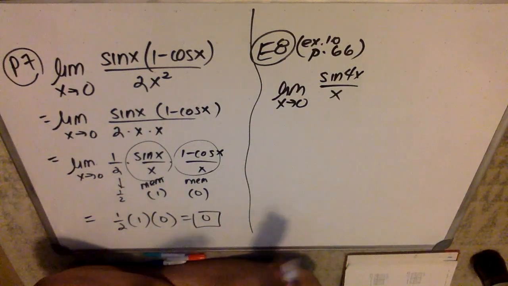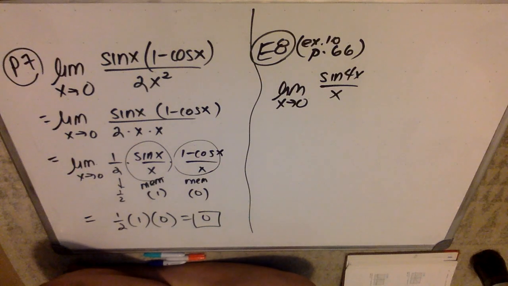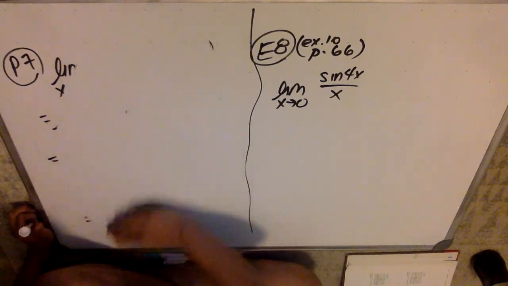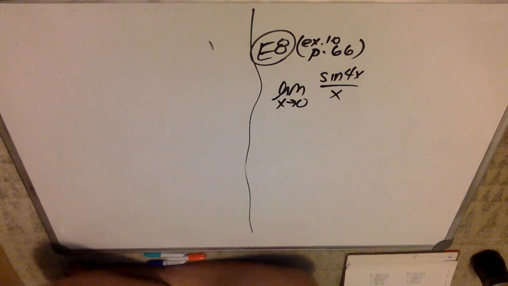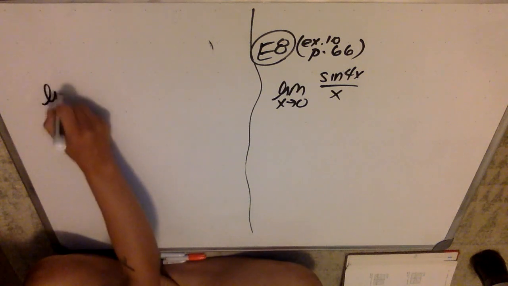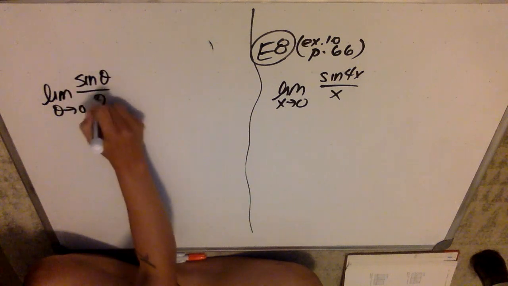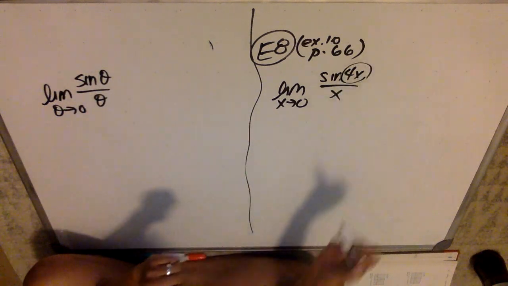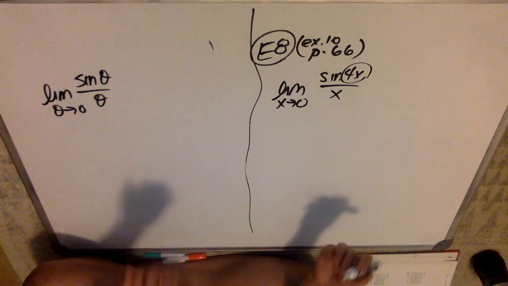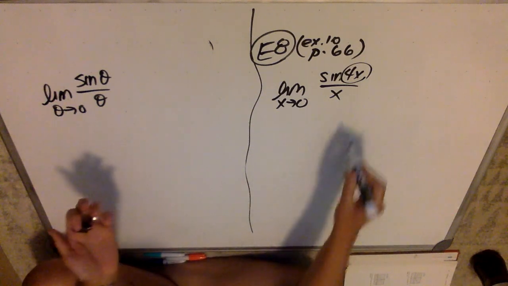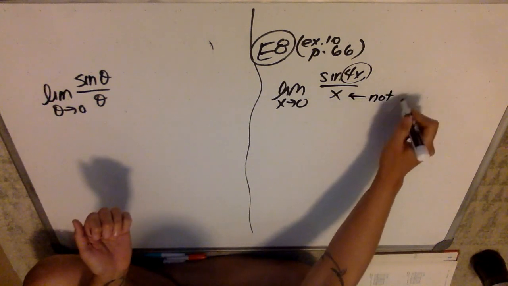So remember that the pattern you were actually given, and I'm going to erase P7 so I have a little bit of room to play with here. The pattern that you were actually given, and I'm not going to use x's here, I'm going to use something else. Let's use the limit as theta approaches 0 of sine of theta on top of theta. Well, this 4x is the thing inside the sine, and I can't change that, right? Like there's a 4x, and this is not a 4x, right?